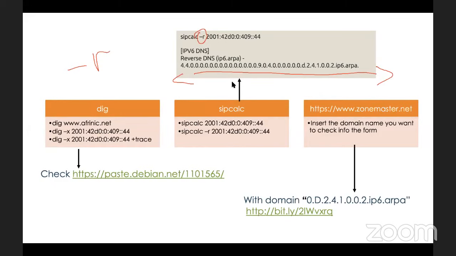Now, the last tool is an online tool, zonemaster.net. With zonemaster.net, you can insert your domain name and check if you are good in terms of best current practice, either for your forward zone or for your reverse zone. So you have these 3 tools, but obviously you have many tools on the internet. There are many websites where you can find all these features, but at least these 3 tools are very useful, and you can find them in many operating systems.